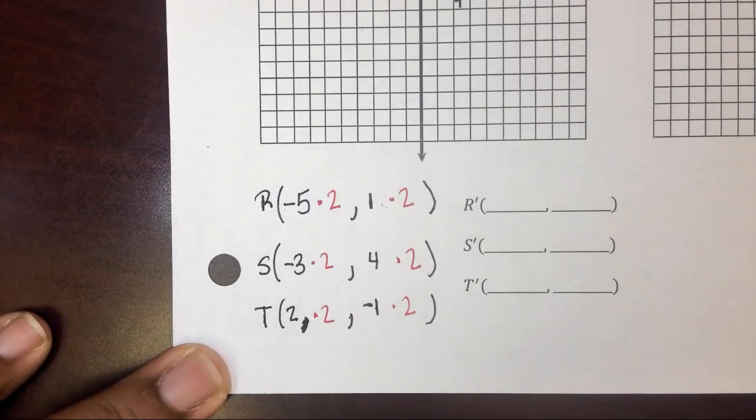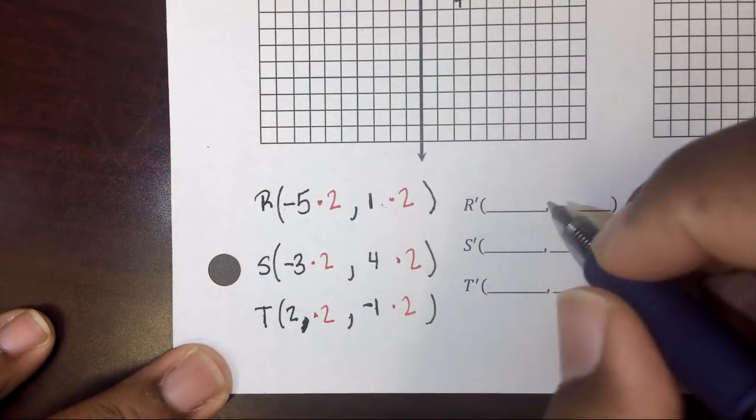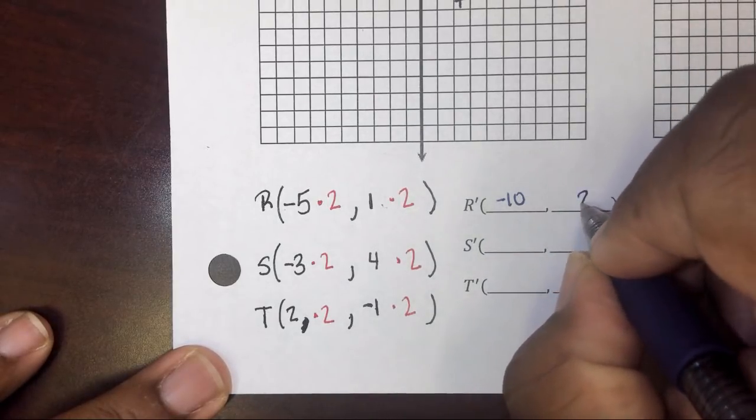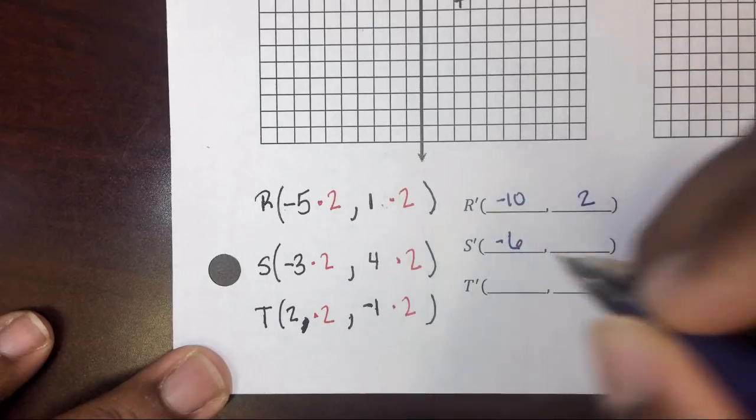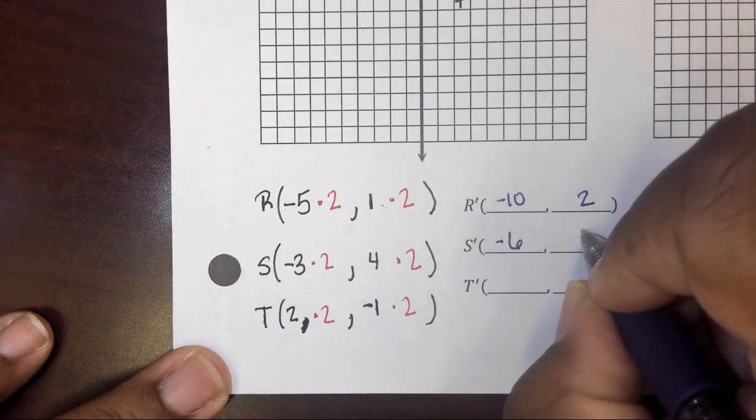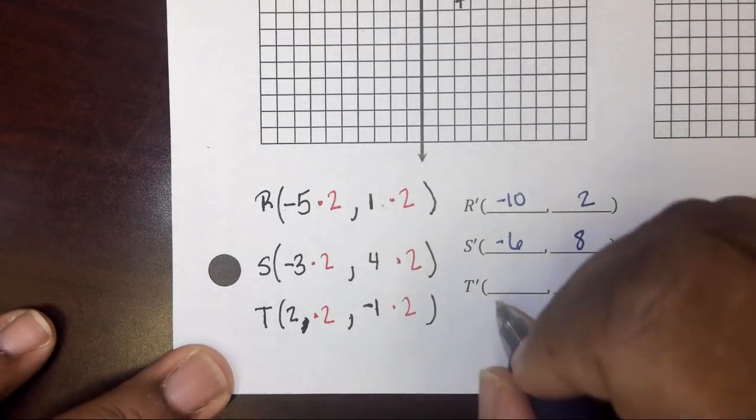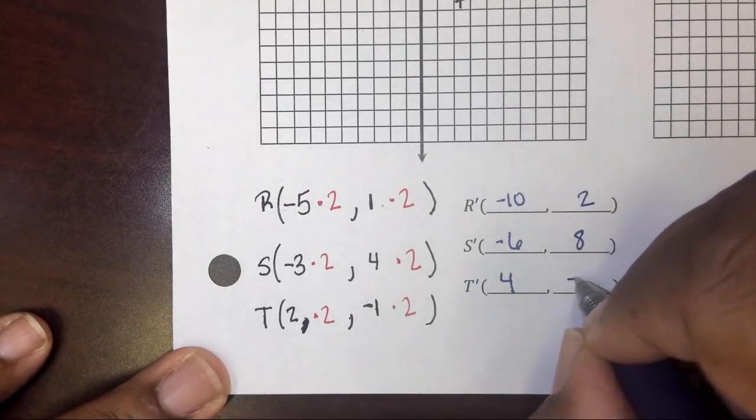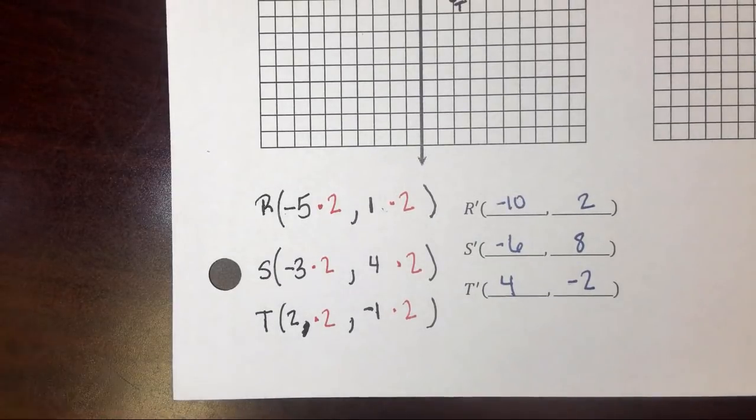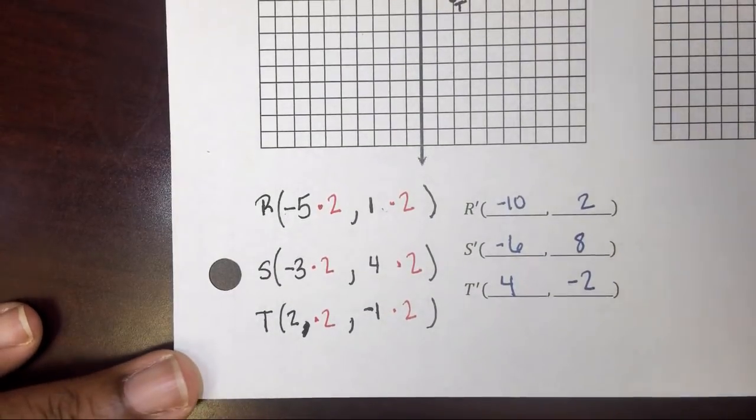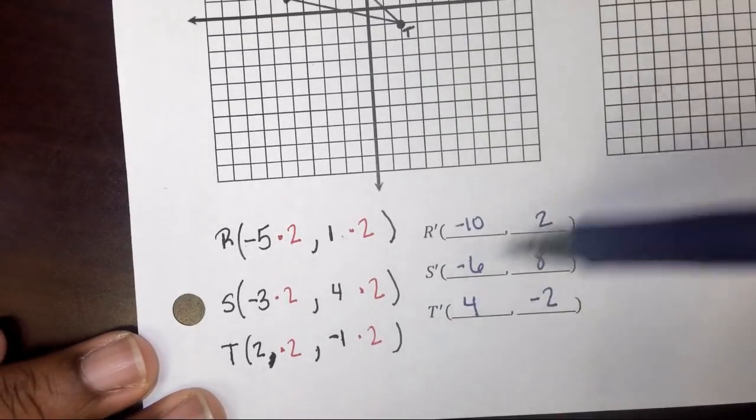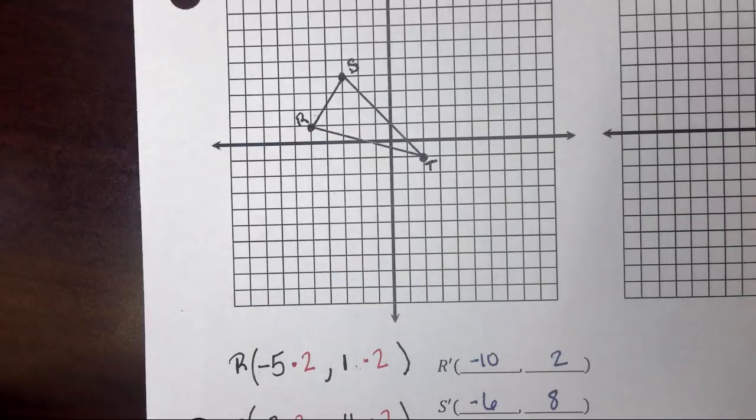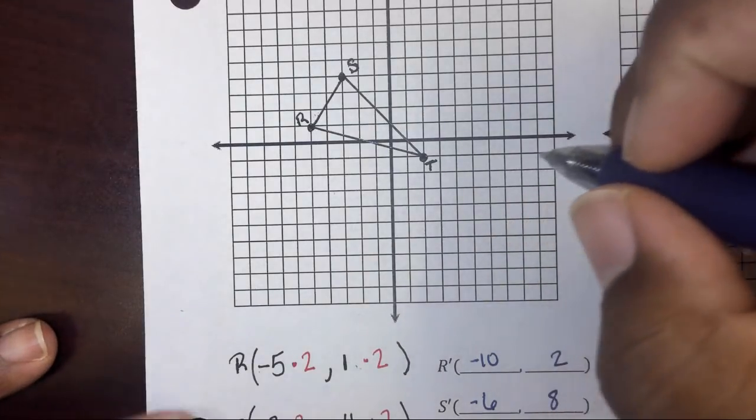I'm going to do this in blue. So -5 times 2, obviously -10. And 1 times 2, 2. Then -3 times 2 is -6, and 4 times 2 is 8, my bad. And then -1 times 2, which is -2. Easy work. Honestly, y'all, if you get a dilation around the origin, this is all you got to do. Multiply, you're done. Put it on the graph. Make sure you put your primes on there. You know I'm going to mark it wrong if you don't.